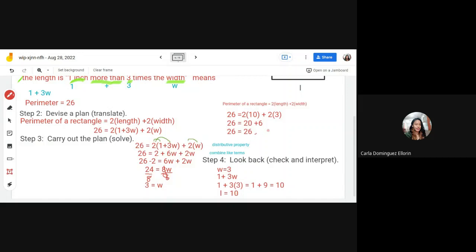So, that is the answer for our problem. Width is equal to 3 and length is equal to 10 inches. So, that is the dimension of the rectangle.